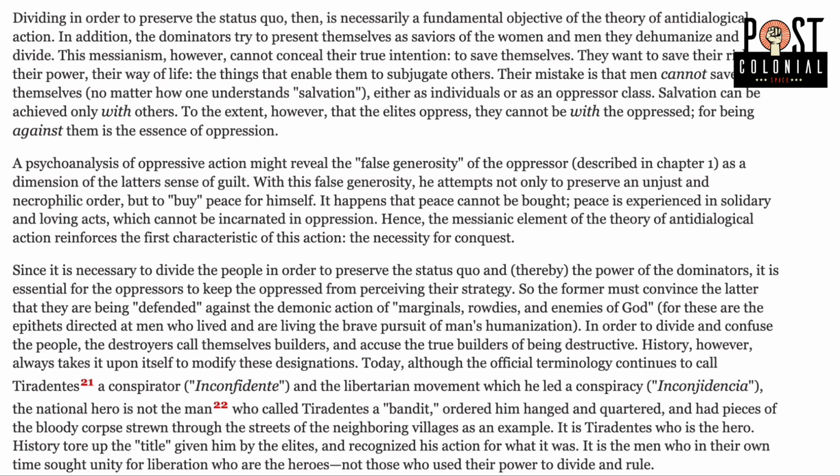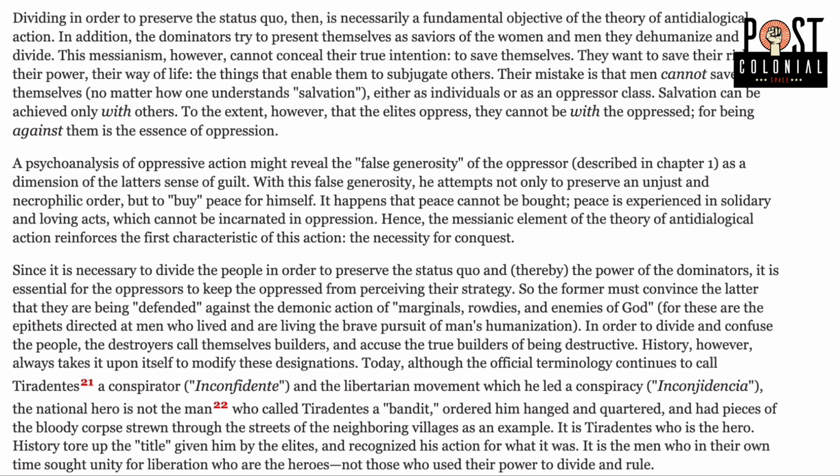essence of oppression. A psychoanalysis of oppressive action might reveal the false generosity of the oppressor, described in Chapter 1 as a dimension of the latter's sense of guilt. With this false generosity, he attempts not only to preserve an unjust and necrophilic order, but to buy peace for himself. It happens that peace cannot be bought. Peace is experienced in solidarity and loving acts, which cannot be incarnated in oppression.